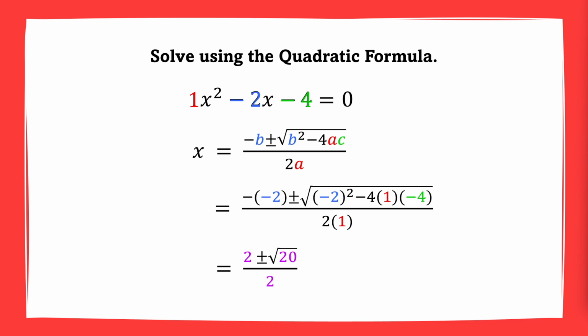20 is not a perfect square, but we can simplify it by taking out a perfect square factor of 4, making it 2 root 5. Since the two terms in the numerator can be divided by 2, we can simplify this to 1 plus or minus the square root of 5.